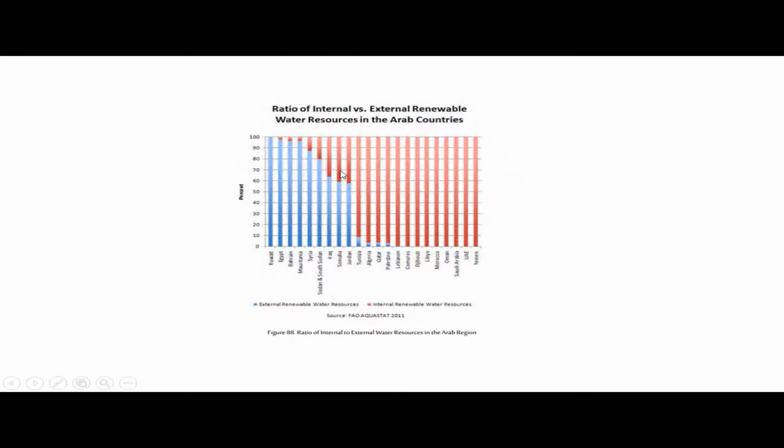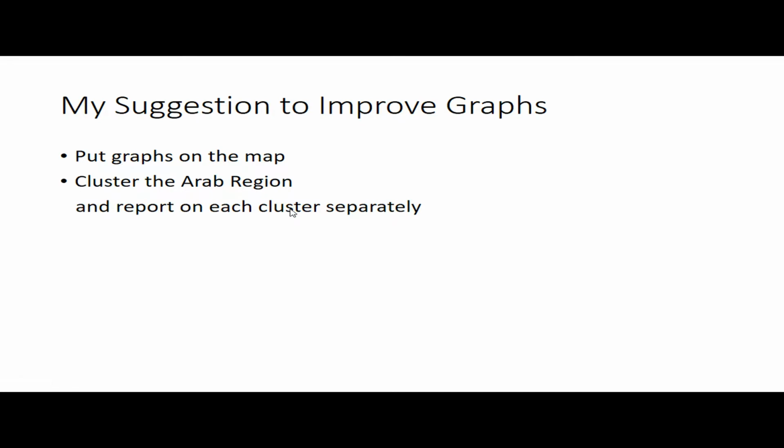Here, it's adding the ratio of internal and external renewable water resources. It uses percentages, they add up to 100. My suggestion: this does not tell us the relative values of water resources in each of the countries. I would use, if I am the one drawing this, a stacked column chart with the actual values. It will show us the percentage, and on top of that, it will tell us the amount of water values for each country.